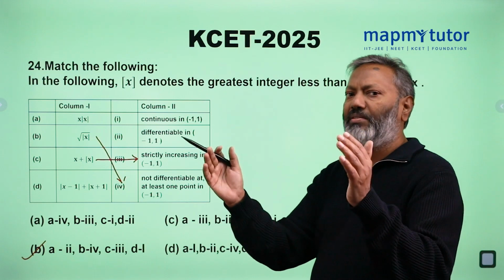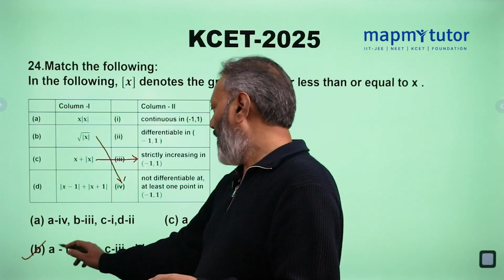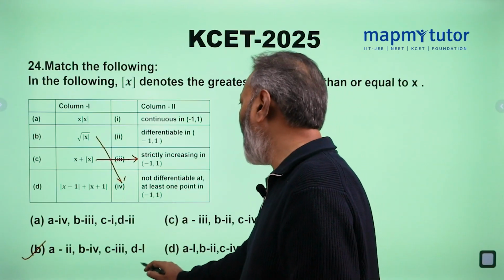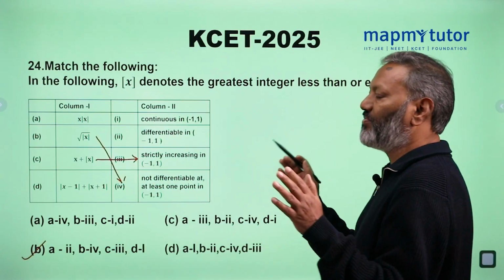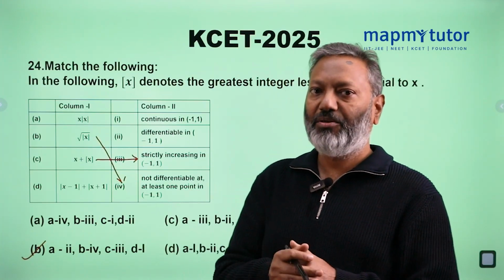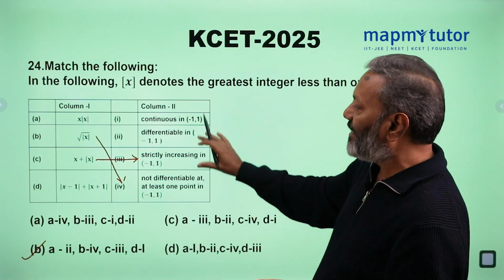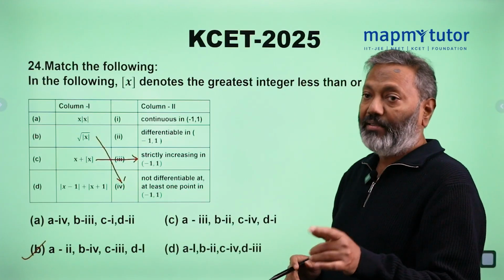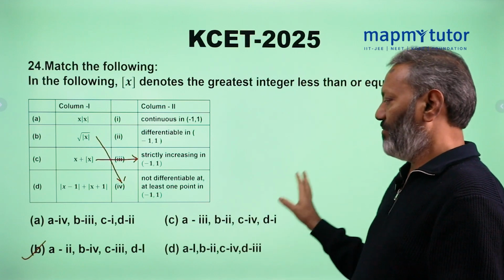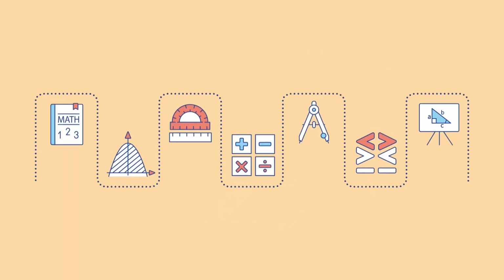Because in between -1 and 1, there is no doubt it is continuous. That's why A matched with 2, B matched with 4, and C matched with 3, and D matched with 1. Because -1 and 1 are critical points for the mod function, that's why we don't take that. Understood? Very easy. So, whenever these kinds of single matchings are given, you take one or two easy functions and match them, and check the options where they lie. And once you got it, the job is done.